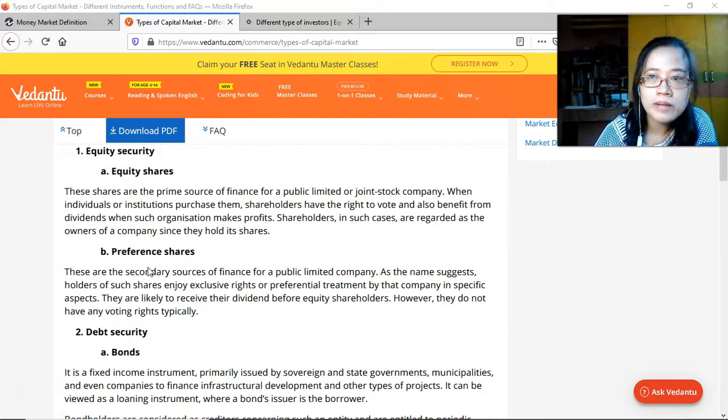Tapos yung preference shares naman, preferred stock, medyo above equity, above the common with regards to receiving benefits, mas preferred sila in such that they get priority sa pag-receive ng dividend. Sa kapag nag-liquidate yung corporation, sila rin yung unang makakatanggap ng liquidating value, okay, compared dun sa common shares. These are the secondary sources of finance for public limited company. As the name suggests, holders of such shares enjoy exclusive rights or preferential treatment by that company in specific aspects. Normally, nakasama naman siya sa name.